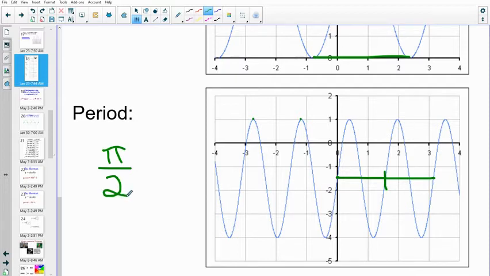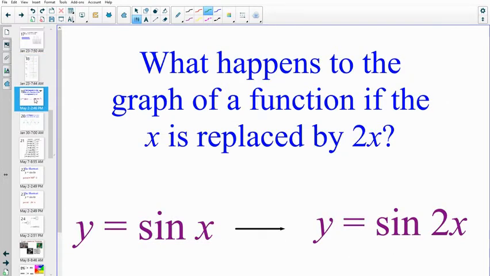But again, if you said 1.6, you're not wrong. It's hard to tell from a graph exactly what it is. I'm just mostly making sure that we're okay with looking at a graph and figuring out what the period is. And so we've got to figure out how the equation affects the graph, just like we did yesterday. We know what sine of x looks like. We know that it's got a period of 2 pi or 360 degrees. And so what happens when I put a 2x, sine of 2x, or sine of 5x, or sine of 10x, or sine of a half of x? What's going to happen to the graph?